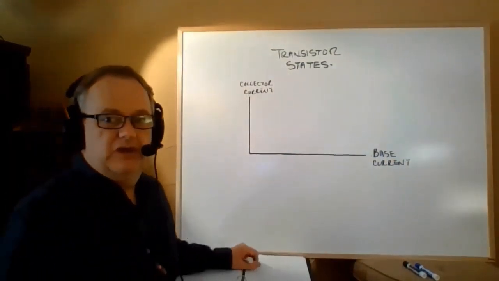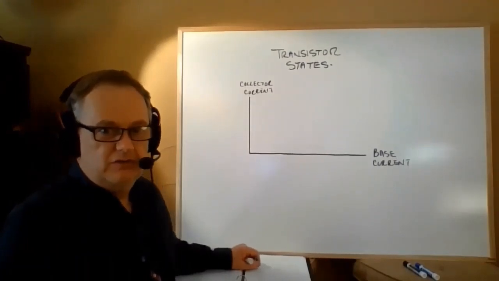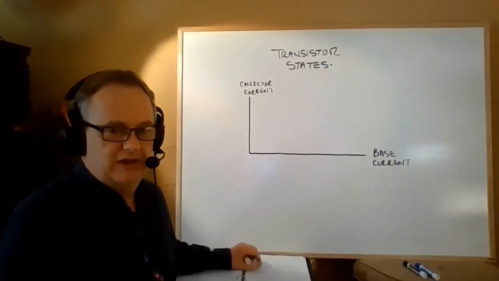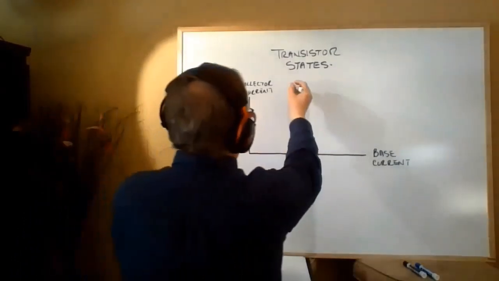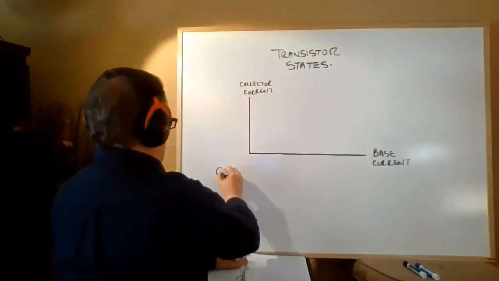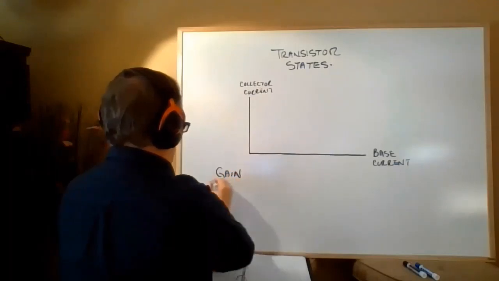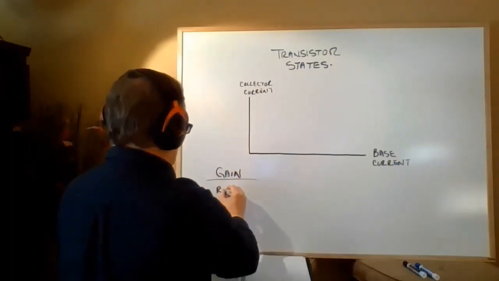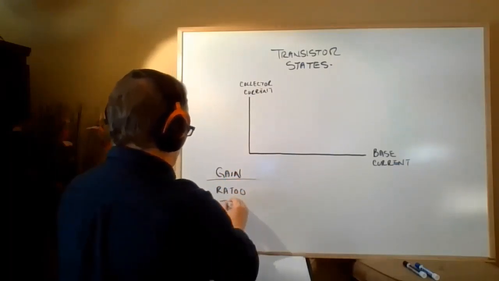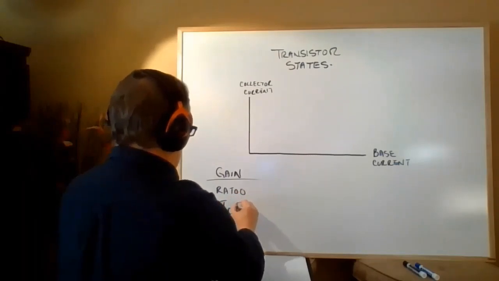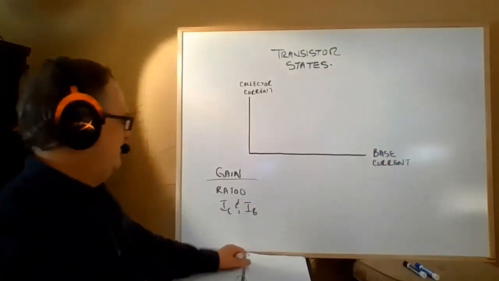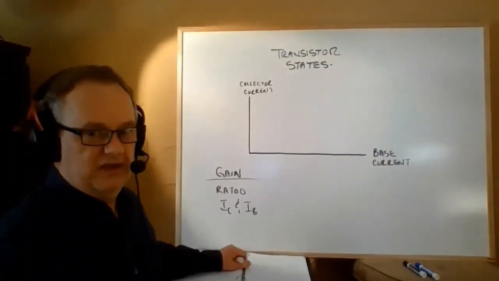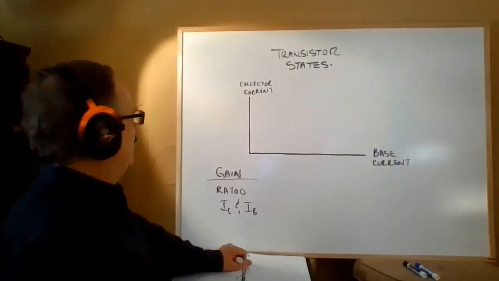base current and collector current are very, very closely related to each other by a specific ratio that we call gain. Okay, and it's a ratio. And this ratio is I of C, and it's between I of C and I of B. So the base and collector current always operate in a very specific ratio to each other.